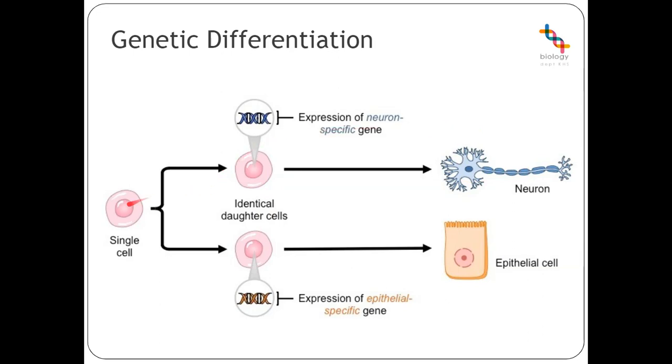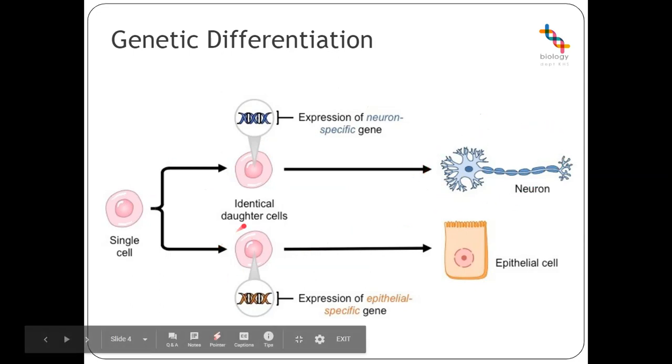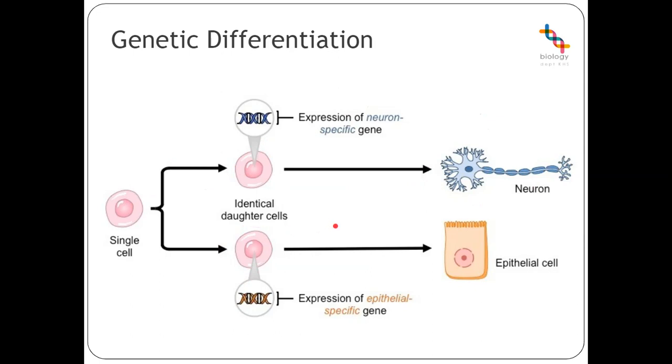So for example, if this cell has formed two identical daughter cells, in this one it might express a specific neuron-specific gene and it will turn itself into a neuron cell. The other one, on the other hand, may express an epithelial-specific gene and as a result it will turn into an epithelial cell. So two very different cells arising from one individual single cell.